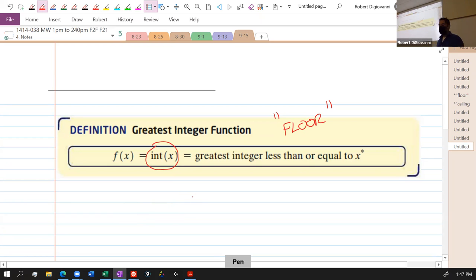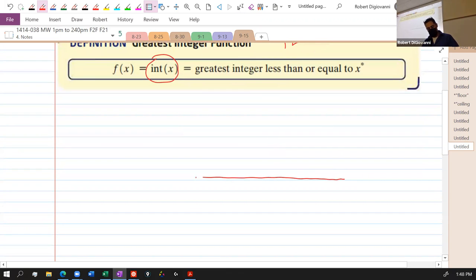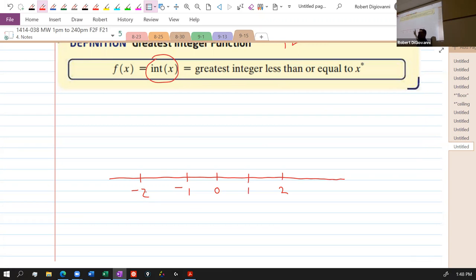So what it is, is the greatest integer. What's an integer? 0, 1, negative 1, 2, negative 2, right? Those are all integers. So what this function does is it spits out the greatest integer less than or equal to the x that you're plugging in. So when we think about a number line, if we were to look at the integers, when we say a number is greater than some other number, greater means to the right of it on the number line, right? To the right?